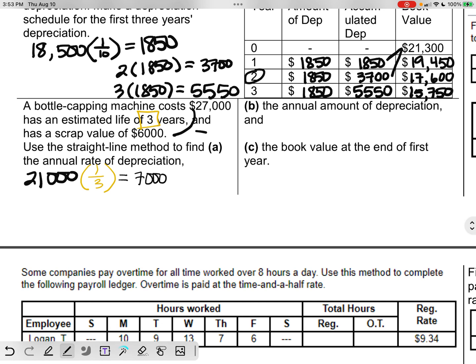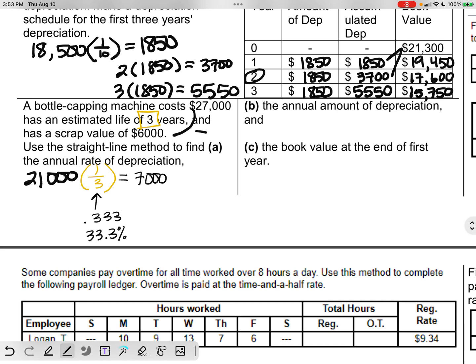I want to make sure y'all understand, if they ask you to write your straight line method as a percentage, I would take this and do 1 divided by 3, and I get 0.333 repeating, right? Which is the same thing as 33.3%. Just make sure that you have that. It's another question that you'll have later. Not with me, but on homework.